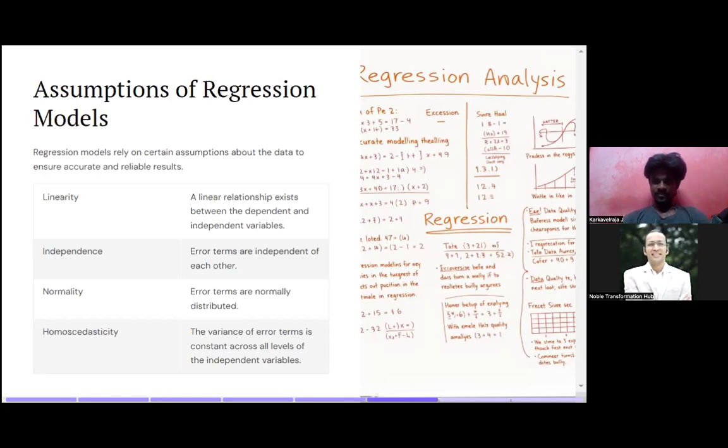Then we have normality. Error terms are normally distributed. So normality means they are normally distributed. There is no problem. That shows the normality.